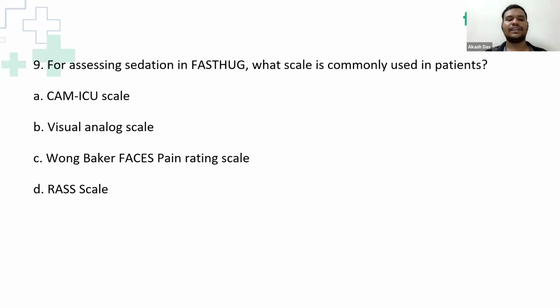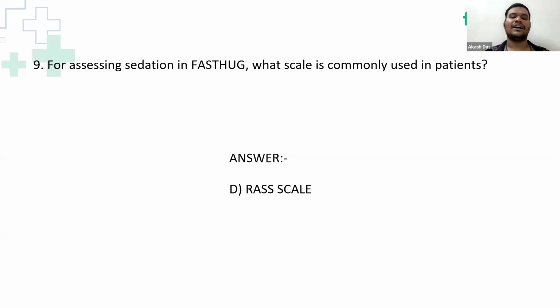Next, for assessing sedation in FASTHUG, what scale is commonly used in ICU patients? Okay, as we have discussed. A, CAM-ICU scale, B, visual analog scale, C, Wong-Baker pain rating scale, or D, the RASS scale? Which is it? As we have already discussed on the topic of sedation, the RASS scale, Richmond Agitation and Sedation Scale, is the right answer.